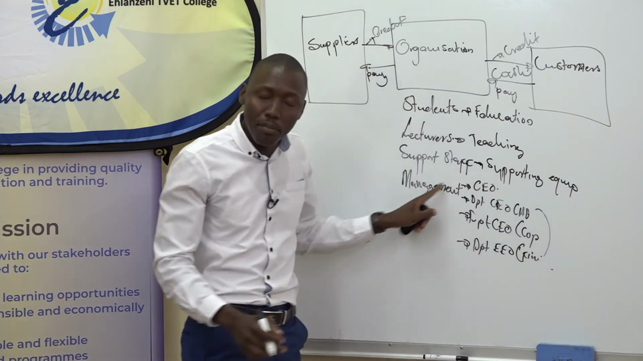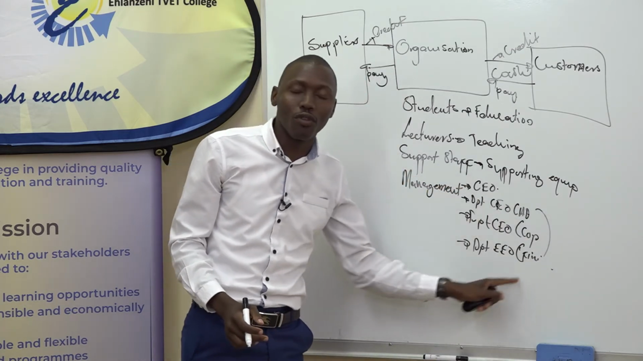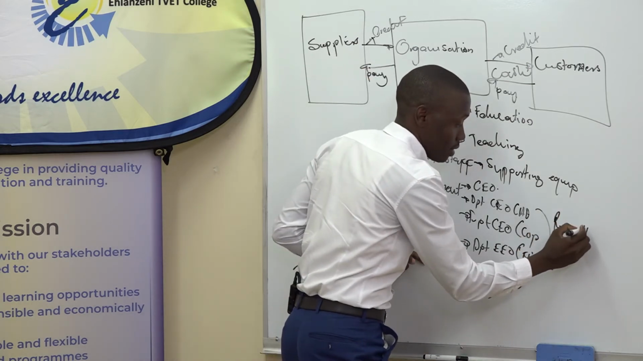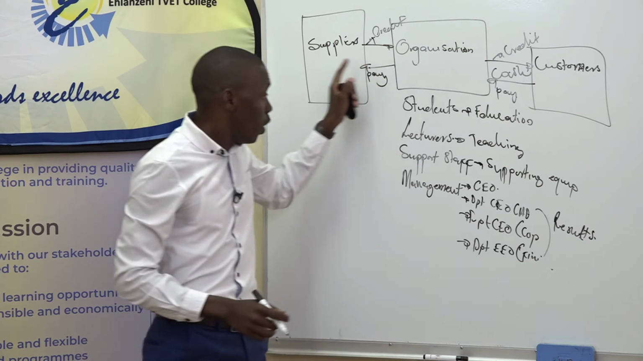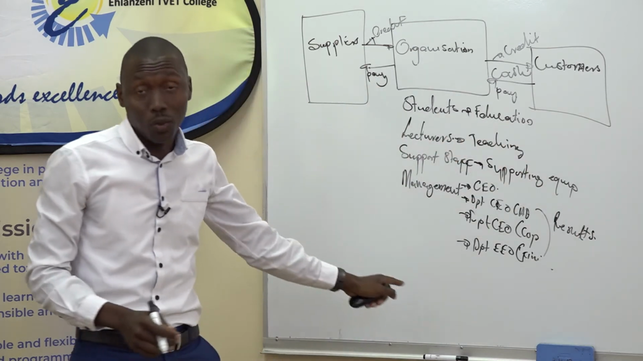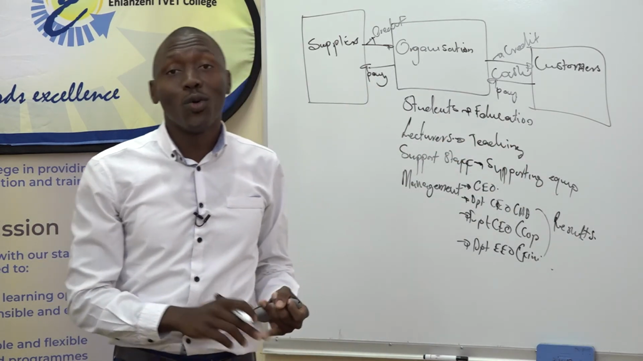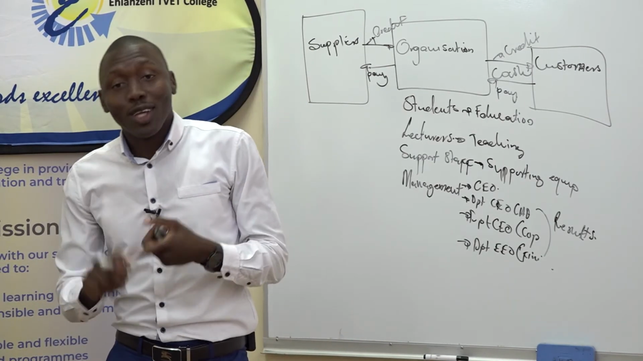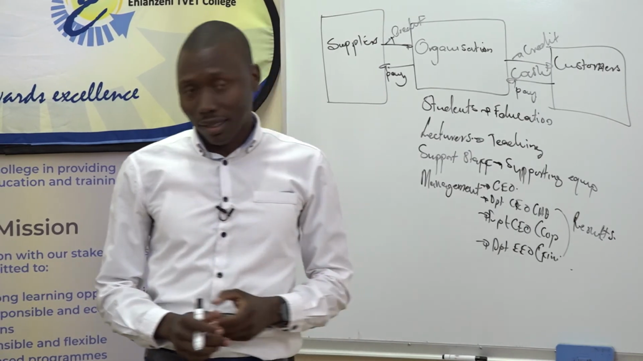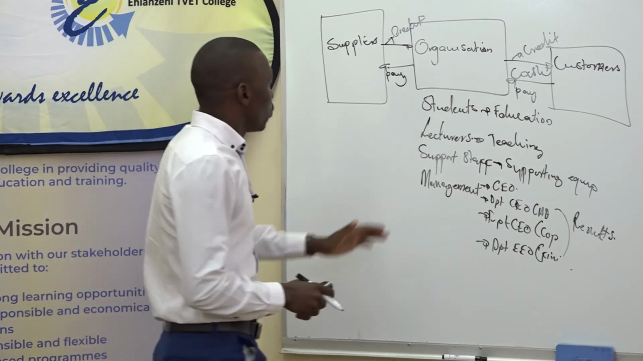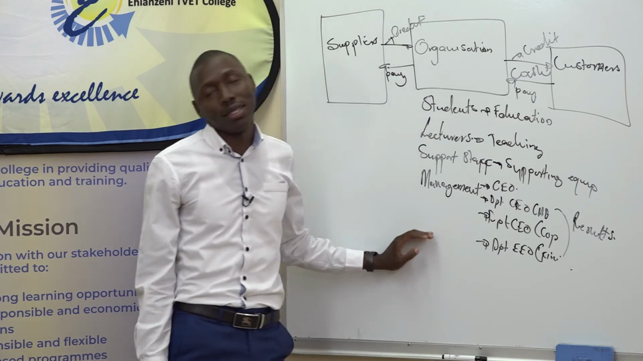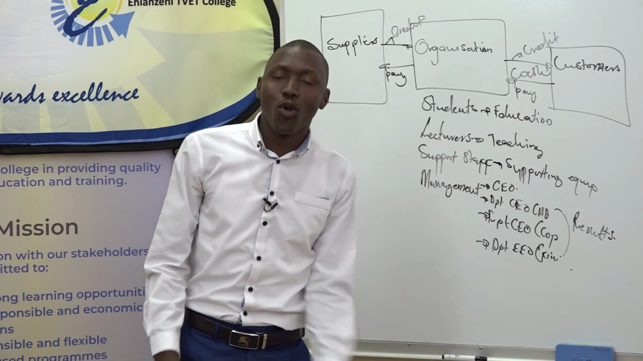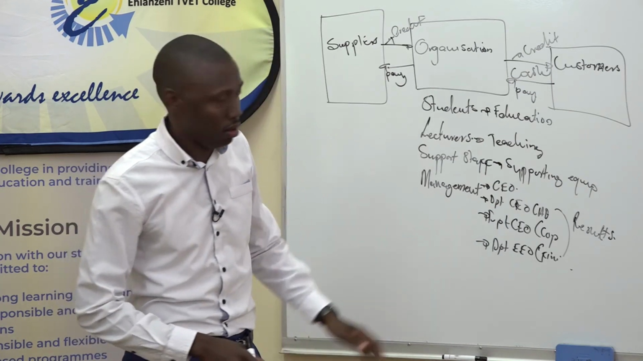Then the management of the organization or of the college, they want results. So now, how can they identify this? We say they can do it through brainstorming, one-on-one interview, competitive product, as well as document analysis. Now, as we have identified their requirements, the next move, we need now to draw up a specification.